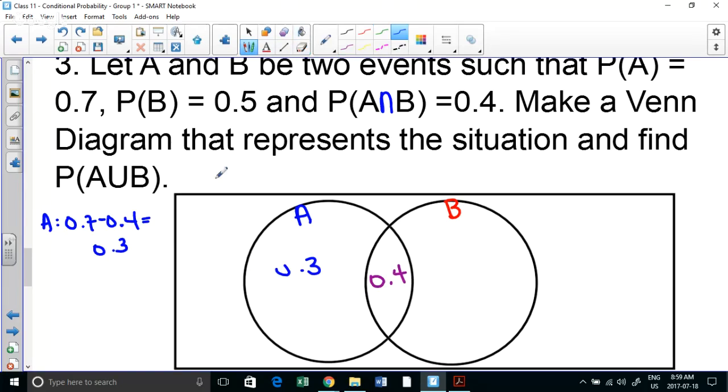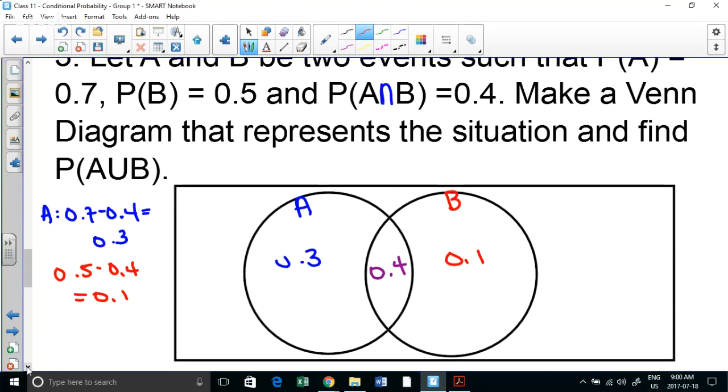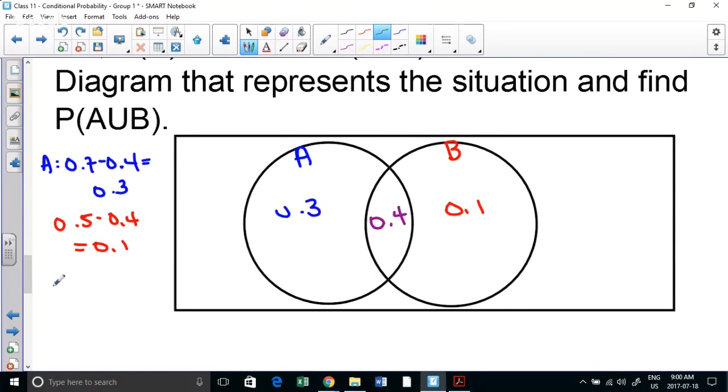And then I'm going to do the same thing here, 0.5 for B. 0.5 minus 0.4 leaves me with 0.1, that's just in B. And remembering that probability adds up to 1, so 1 minus 0.3 minus 0.4 minus 0.1 gives me 0.2 that goes on the outside in the universal set, but not included in the circles.